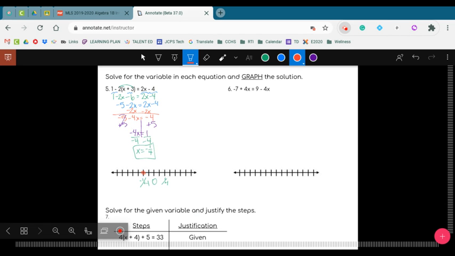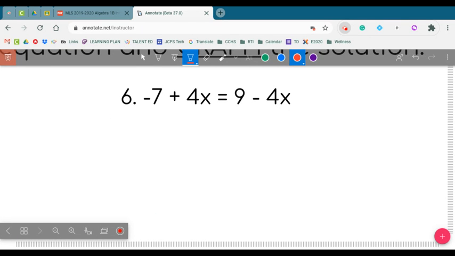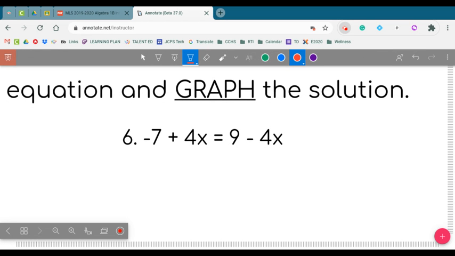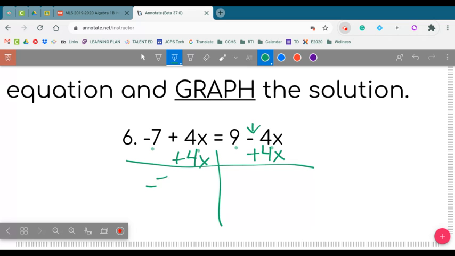Okay, next problem. So I have negative 7 plus 4x equals 9 minus 4x. So there's no distributing because there's no parentheses. Then I'm going to look, are there any like terms? There's a 7 and a 4x on the left, so I can't combine those. And there's a 9 and a 4x on the right, so I can't combine those either. So I'm going to start by moving my variable. This is a negative 4x, so I'm going to do the opposite, which is a positive 4x. You're going to get negative 7. 4 plus 4 is going to give me 8x equals 9.